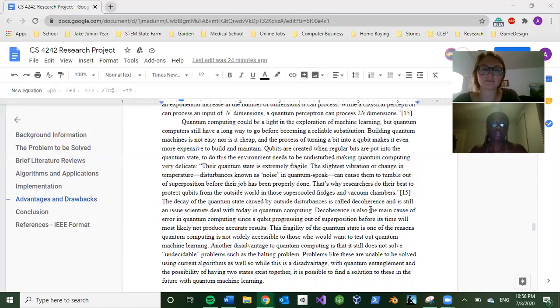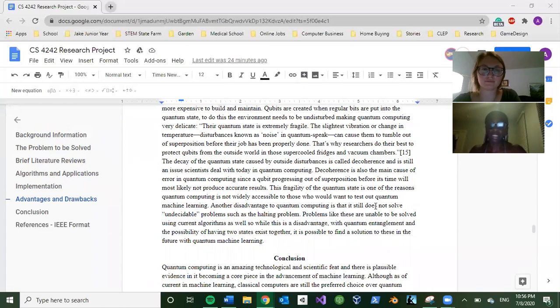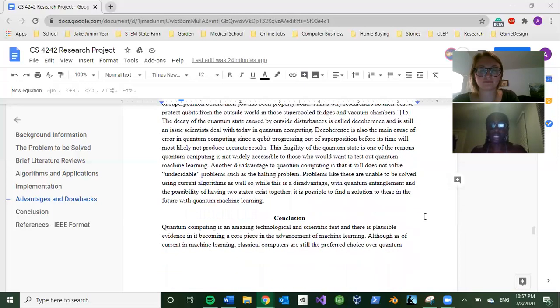But there are a lot of drawbacks just because it's new, it's expensive, and the quantum state is very hard to manage because it's very, very fragile. They say even sound can throw off the quantum state. And if you have a qubit that's not already fully processed and something happens and it throws off the quantum state, then you get a lot of errors as well. So yeah, that's for that section.